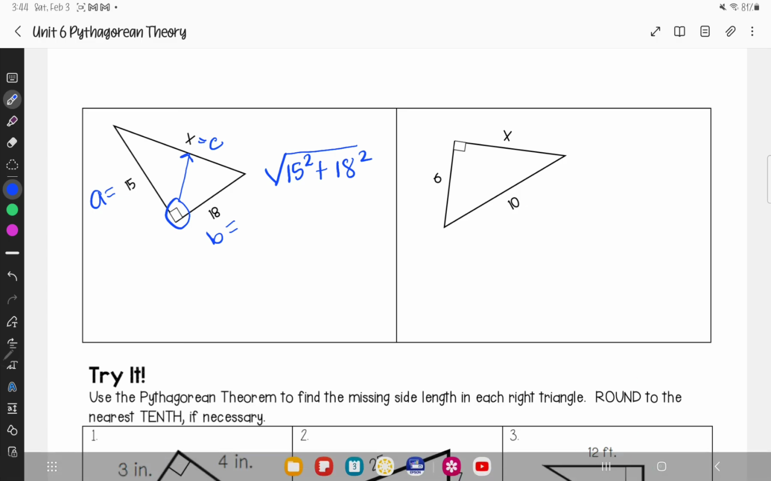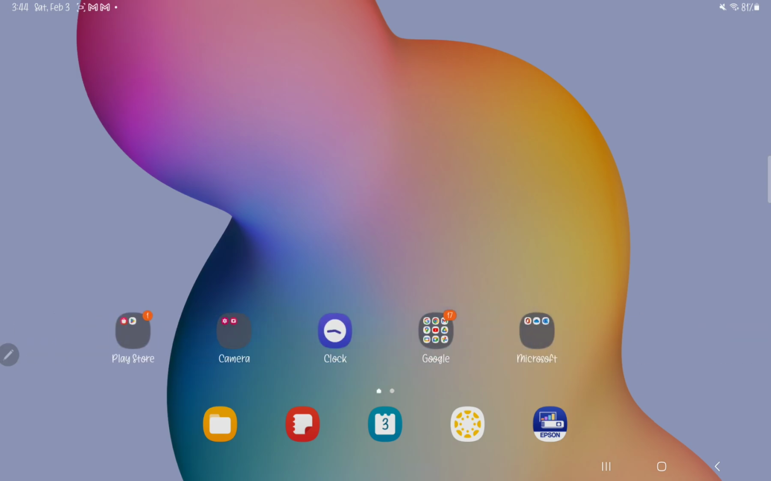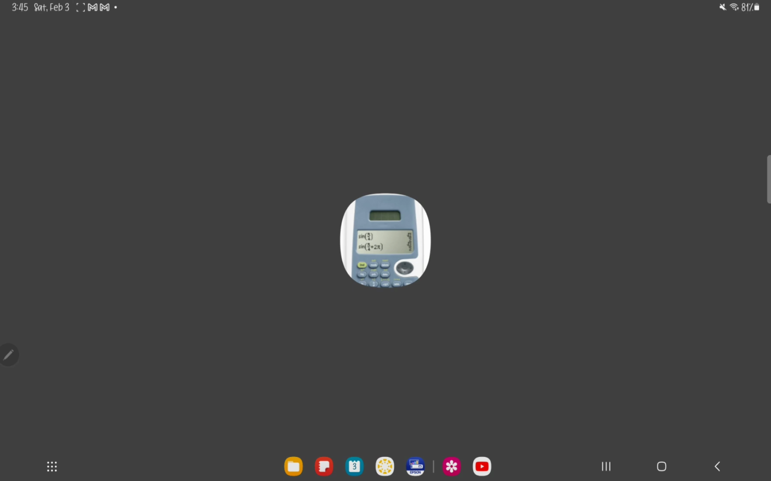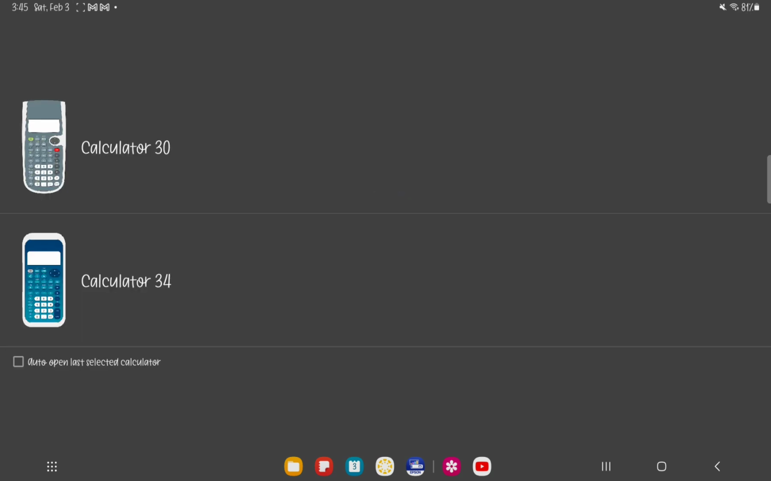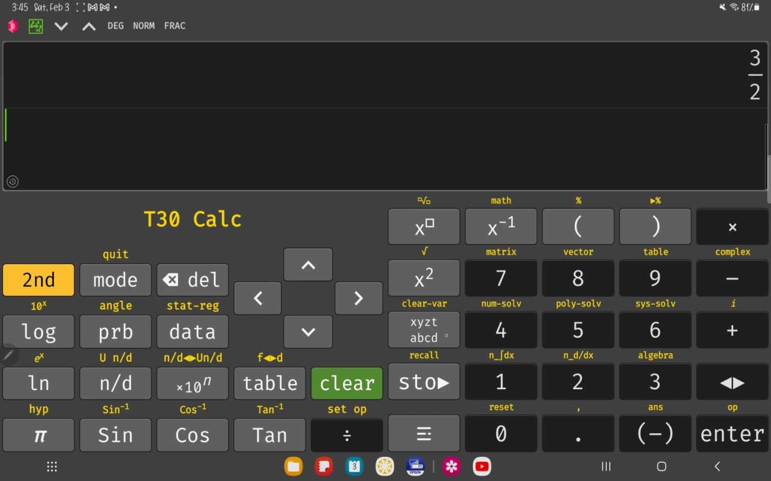Mine's a little bit different than yours, but similar enough that it will work. It's the same calculator. Mine just does one more function. So we're going to plug it in. You're going to hit the second x squared button. It should bring up your radical sign.